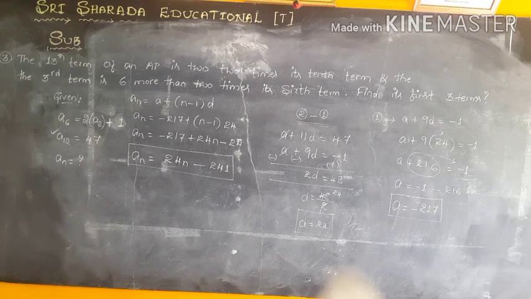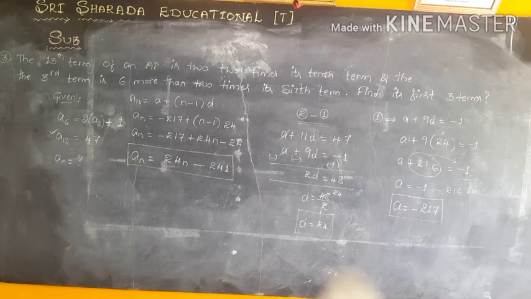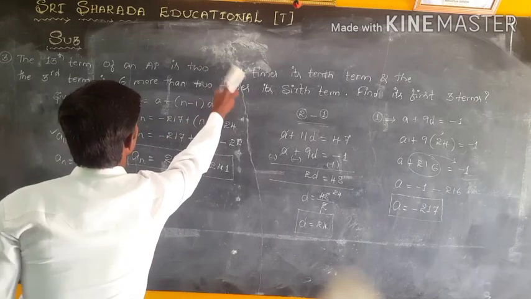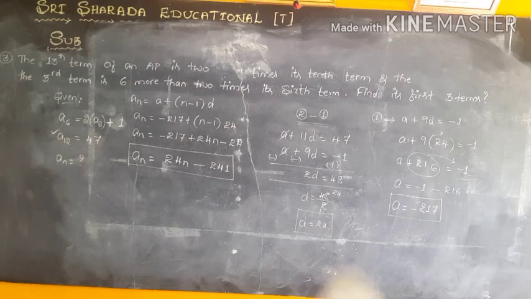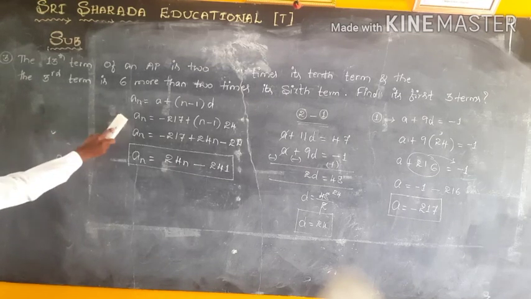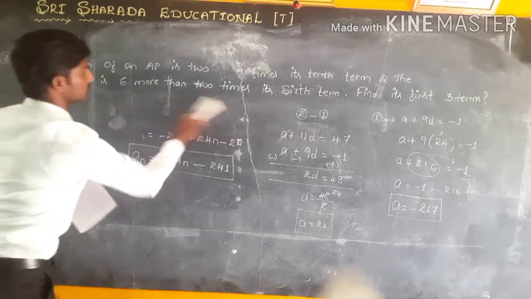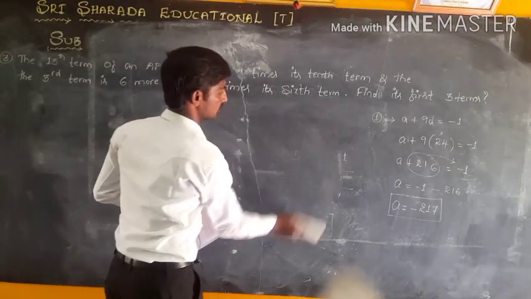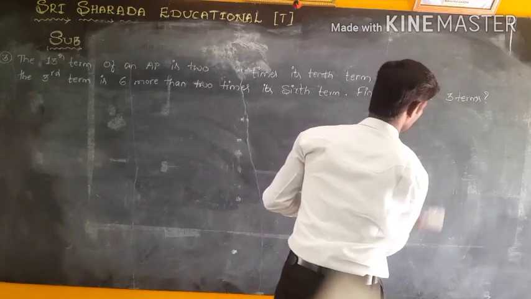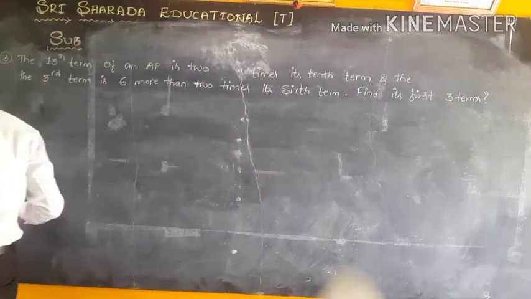See dear students, here we have one more kind of problem. So the third one: the 13th term of an AP is 2 times its 10th term, and the third term is 6 more than 2 times its 6th term. Find its first 3 terms, he asked in the question. So first of all, we should write down the given data, whatever he has given. Let us see.